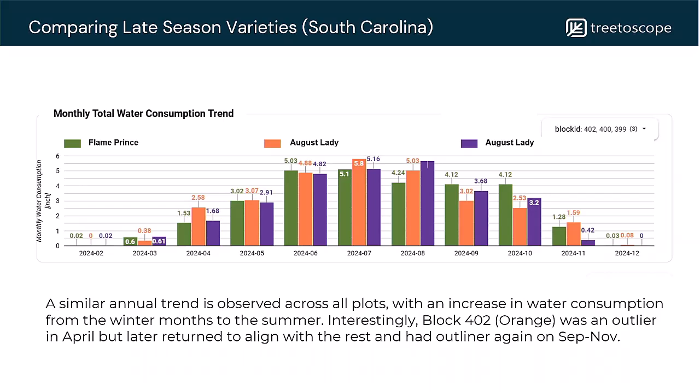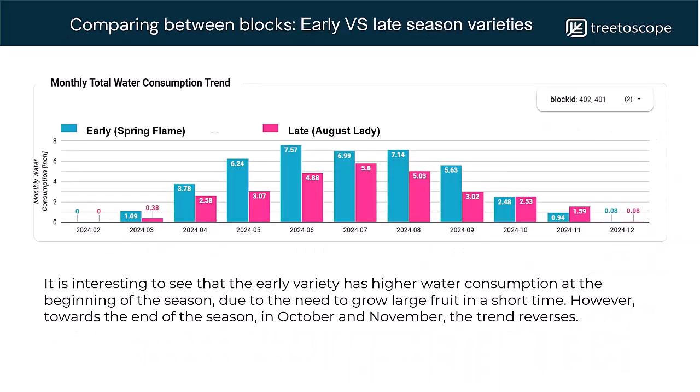But if you take a close look at this data, you can see that the green bar represents Flame Prince, and then the orange and purple bars represent August Lady. And what stands out is the orange August Lady block, which you can see is an outlier in April, but later returned to the rest of the group, but then had an outlier again in September and November. And then also with the hurricane weather in September and the dry October month, you can see the trends going in a downward trend as far as actual water consumption.